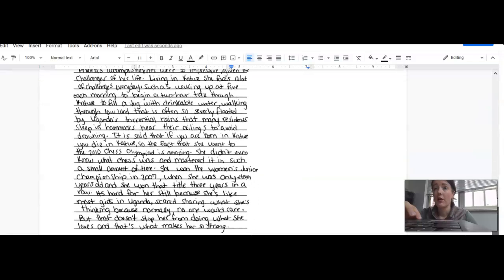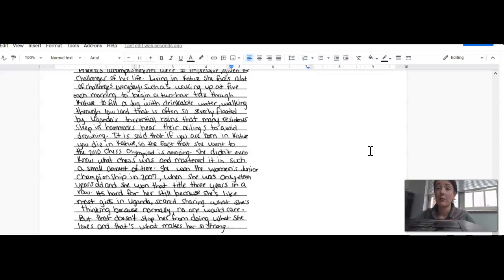Okay, so back to that sentence I read before. It is said in Katwe that if you are born in Katwe, you die in Katwe. So the fact that she went to the 2010 Chess Olympiad is amazing. She didn't even know what chess was and mastered it in such a small amount of time. It is hard, I'm skipping ahead a little bit. It is hard for her still because she's like most girls in Uganda, scared of sharing what she's thinking because normally no one would care. But that doesn't stop her from doing what she loves, and that's what makes her so strong.